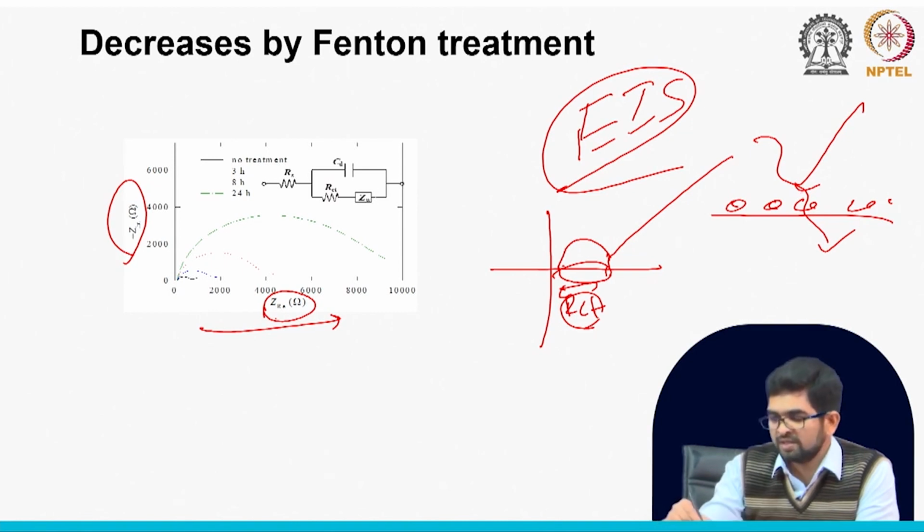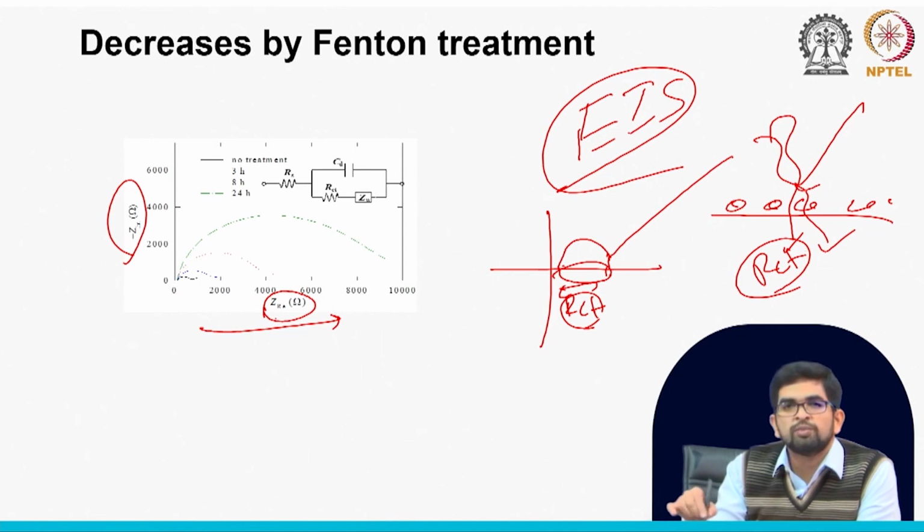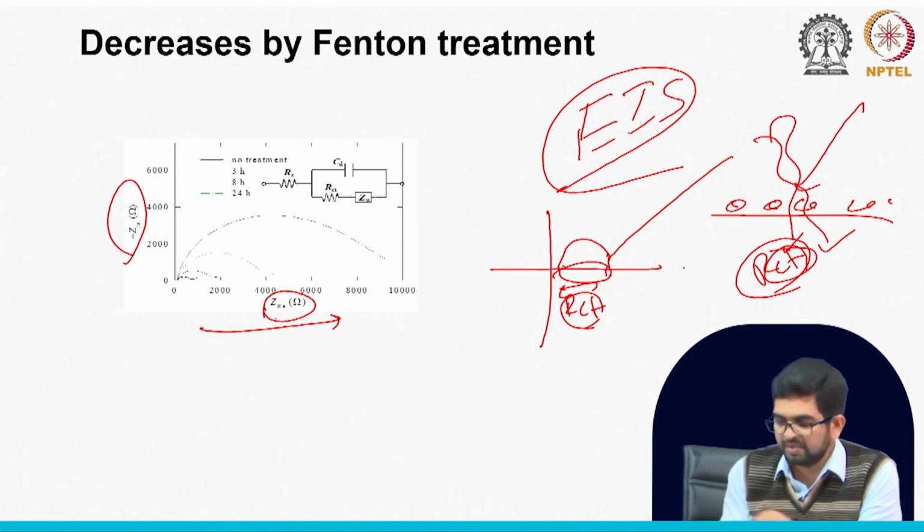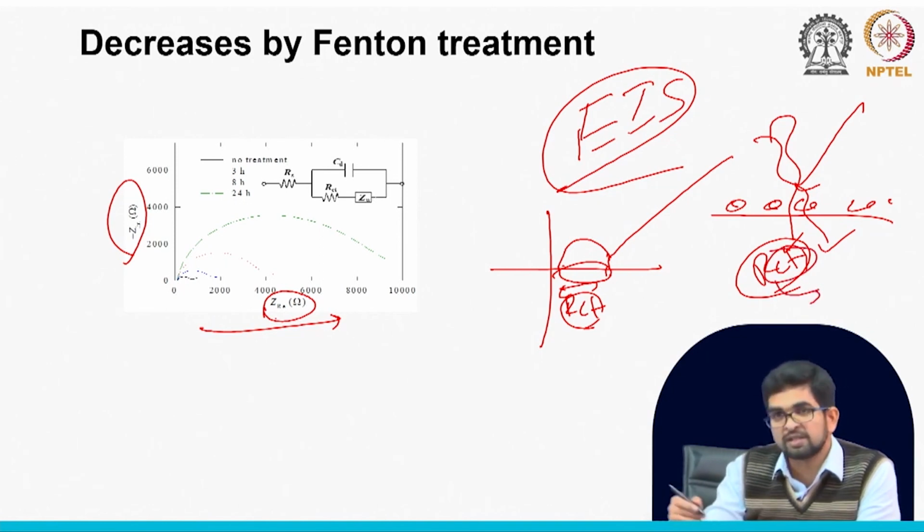You wash the surface, then again measure the electron transfer rate, the RCT value. So, although there are no protein molecules on the surface, you may still see a change in the RCT value. The RCT value will increase, which means a decrease of the electron transfer rate. So, if the RCT value increases, the electron transfer rate decreases.